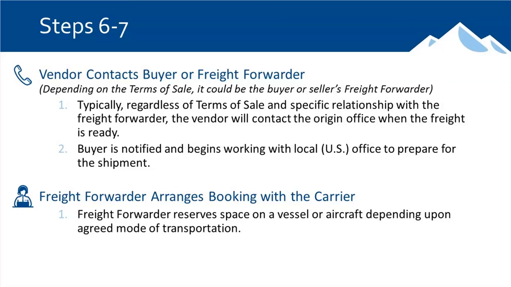The freight forwarder then arranges booking with the carrier. It's really like reserving a seat on an aircraft. The cargo will get booked with an ocean vessel or an aircraft, depending on the mode of transportation. They will assign space to that particular shipment at the time they're ready.